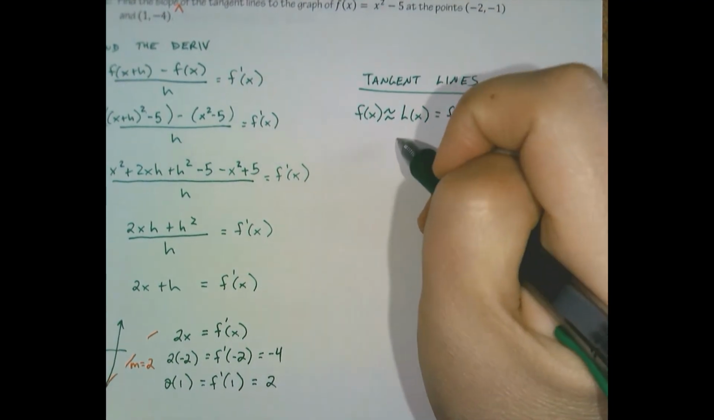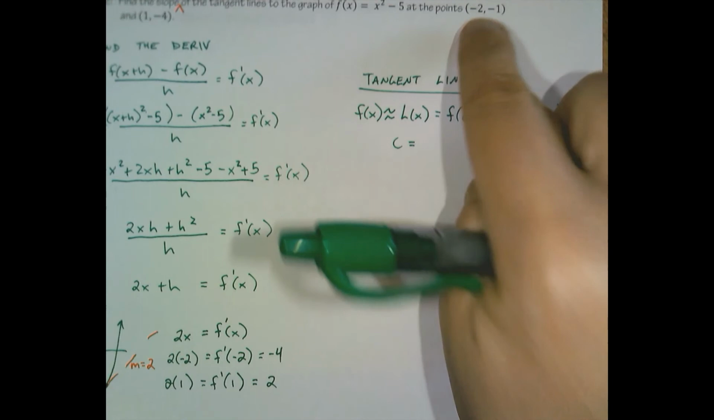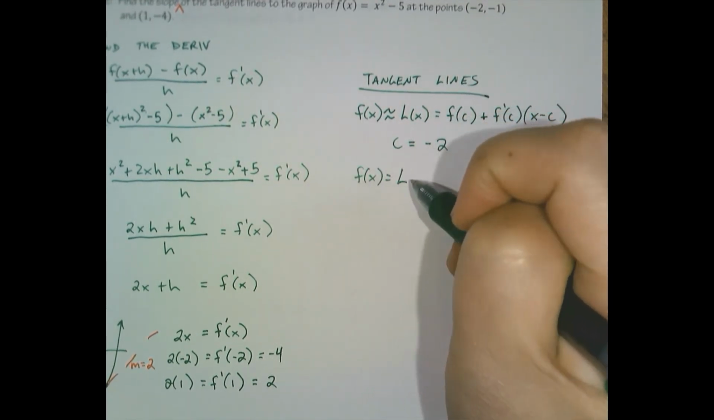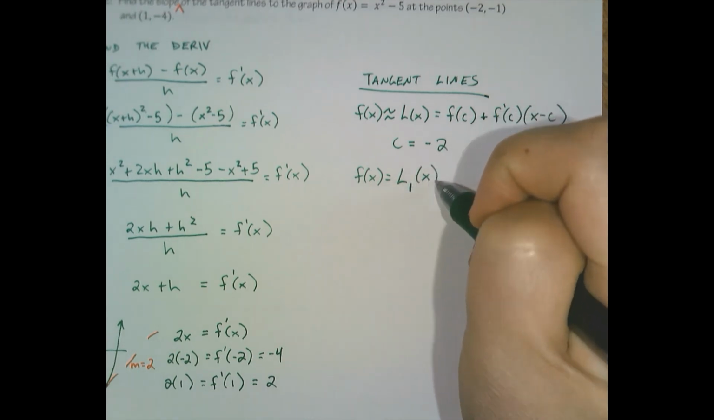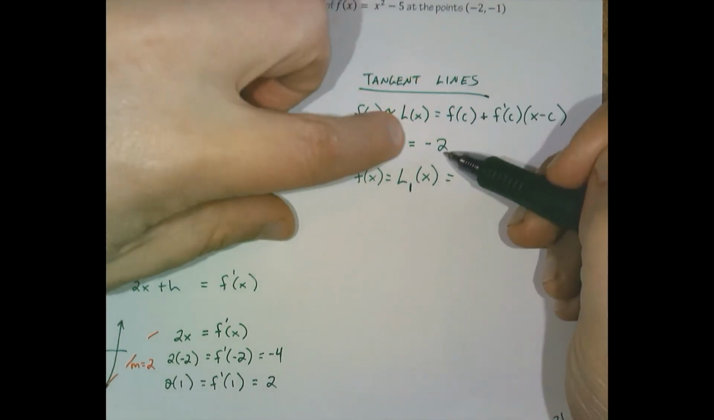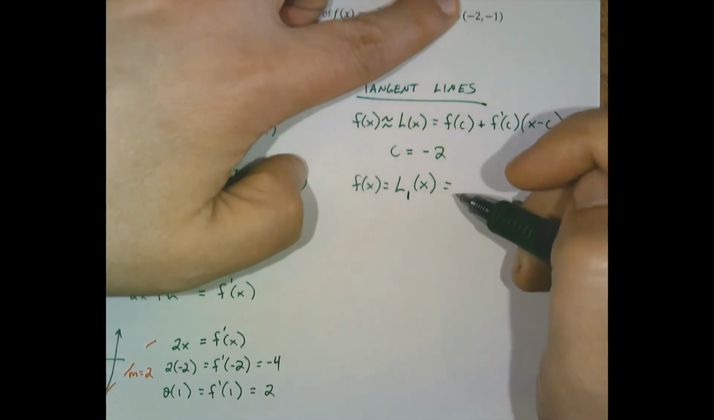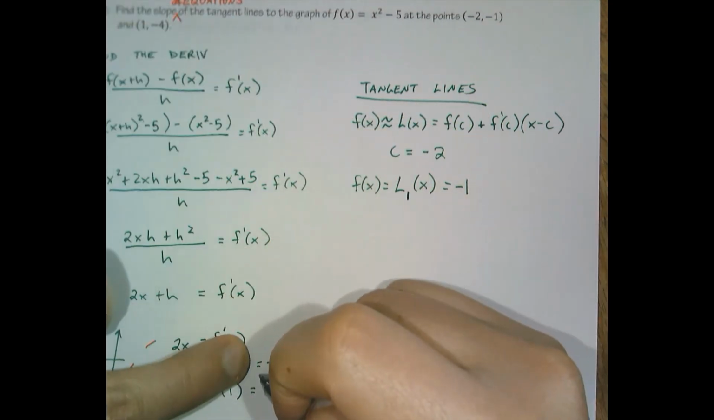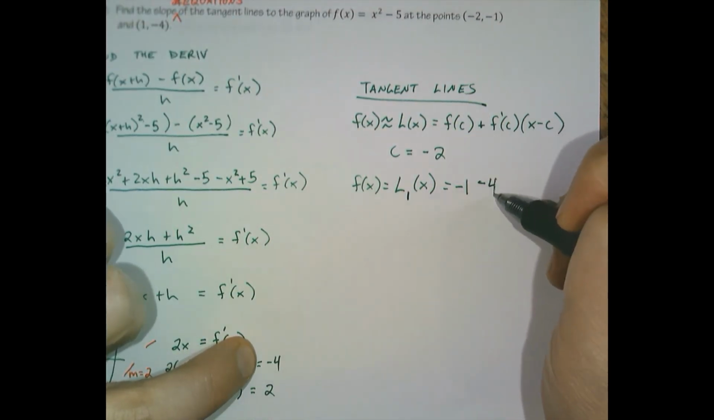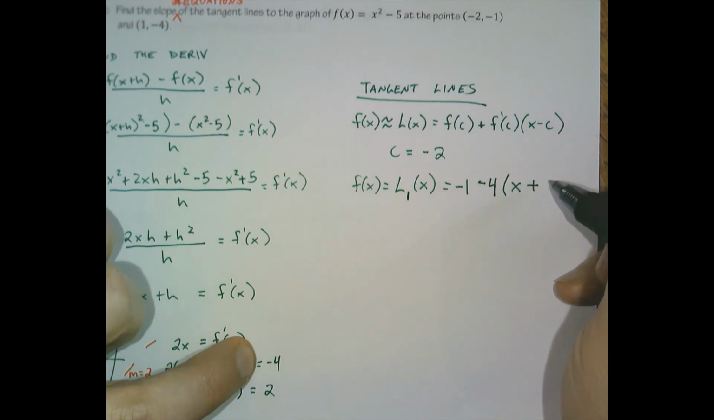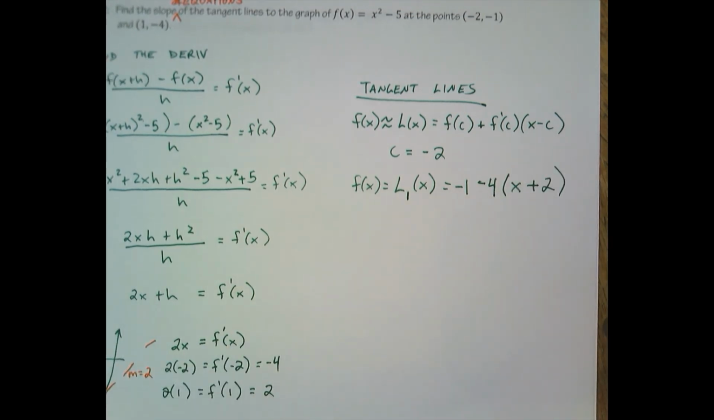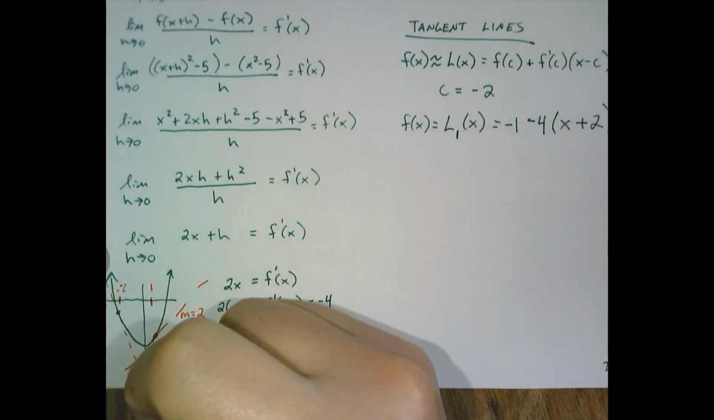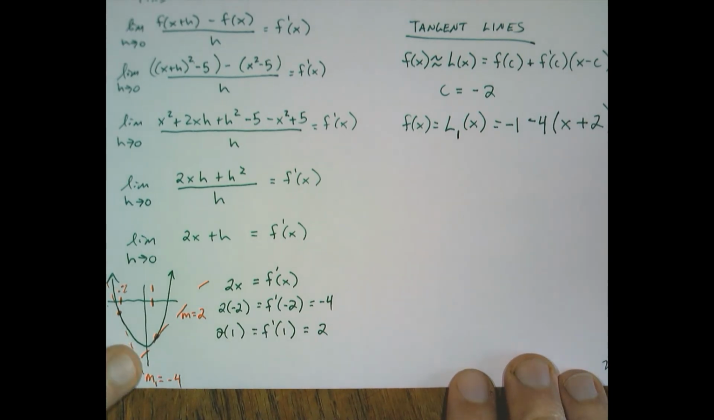In the first case, our first center that they asked was at -2. So that tangent line equation, which I'll call line 1, is f of -2 is -1. F prime of -2 is -4. And then x minus -2 looks like that. So that's for line 1. That's the equation of this left line.